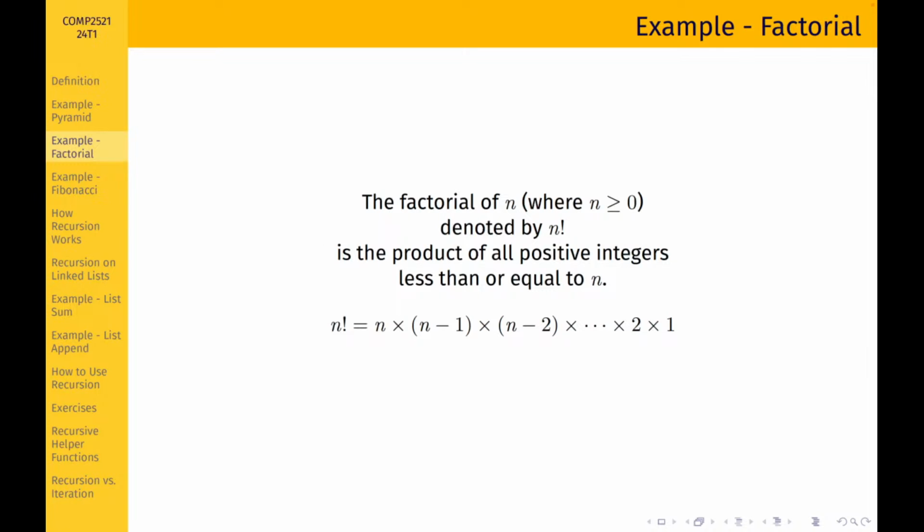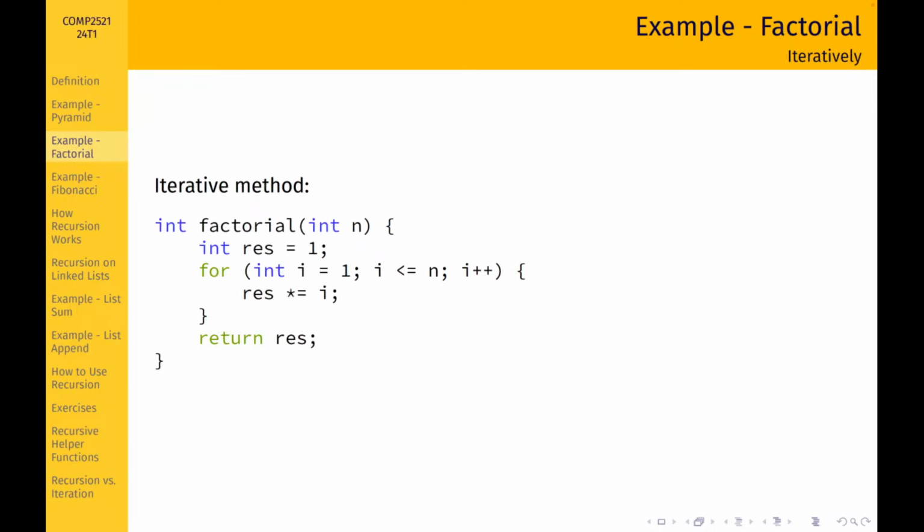If I asked you to implement a function that calculates factorial with your 151 knowledge, you might implement it as a while loop or a for loop. We start off with a variable that is 1, and then we do a for loop and multiply each integer by i.